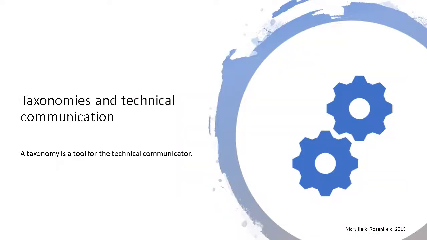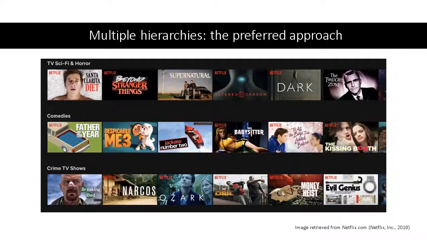So this leads us to the question, how are taxonomies and technical communication related? Taxonomies are often used as a tool by technical communicators for organizing content. They're a way for users to easily sift through large amounts of information by making them into digestible and more manageable chunks. In technical communication, as a general practice, multiple hierarchies are preferred for organizing information. In this screenshot from Netflix.com, we can see how the information is more easily digested with its multiple topics.